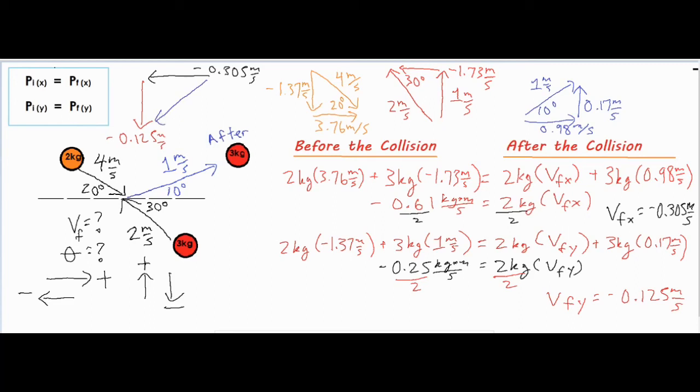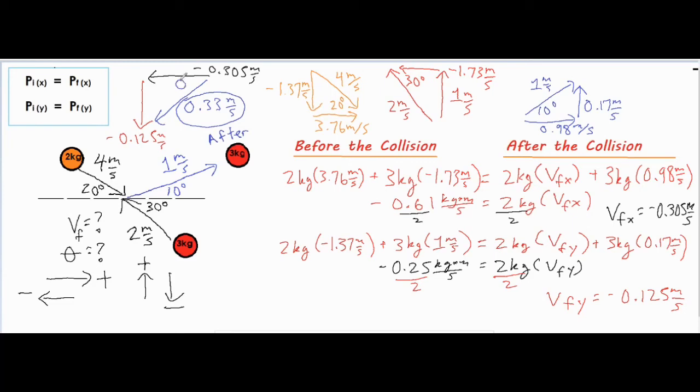So I can go ahead and use the Pythagorean theorem, which is a squared plus b squared equals c squared. So I'm going to square negative 0.305, add it to the square of negative 0.125, and then eventually square root it. And it's going to leave me with an answer of 0.33 meters per second as my final velocity of the 2 kilogram object. So we want to find the final velocity, and also we want to find the angle at which it bounced off at.